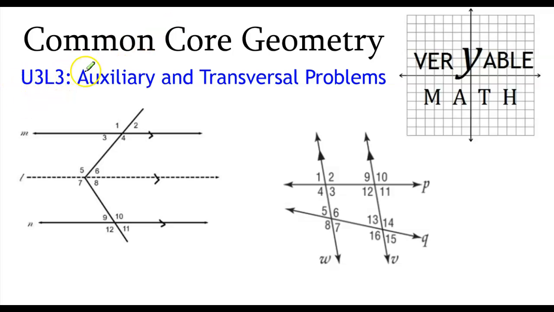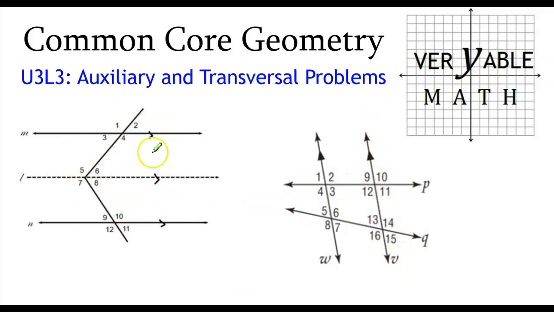Hello students, this video is the third lesson in Unit 3. We're going to be reviewing auxiliary lines and transversals. We talked during the first lesson about the relationships between different angles when they're in parallel lines that are cut by transversals. This is an example of two parallel lines that are cut by actually two different transversals.